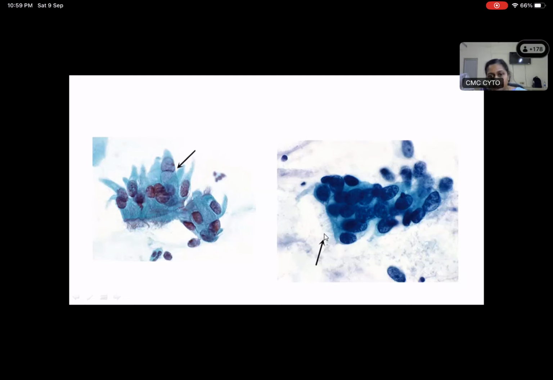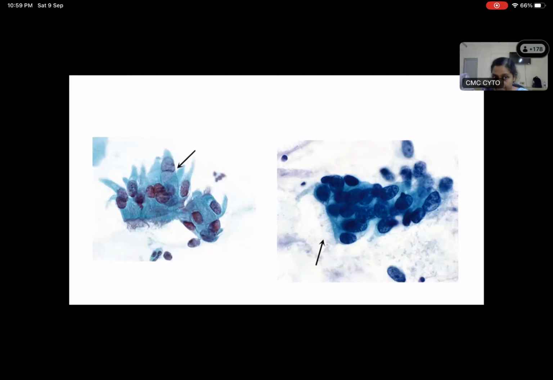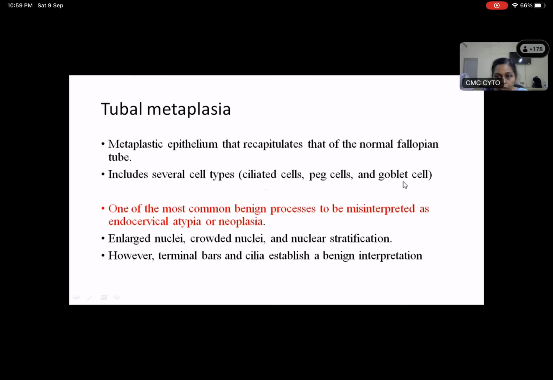showing tubal metaplasia. What do you mean by tubal metaplasia? What tube are we talking about? Fallopian tube. Very good. So it is metaplastic epithelium that recapitulates that of the normal fallopian tube. So you can see ciliated cells, you can see peg cells, you can even see goblet cells. This is actually a textbook picture and that is supposed to be a goblet cell there. So you can see any of these types of cells.